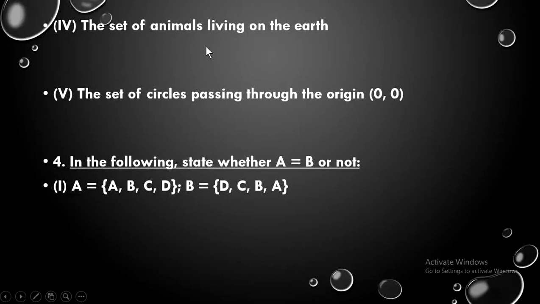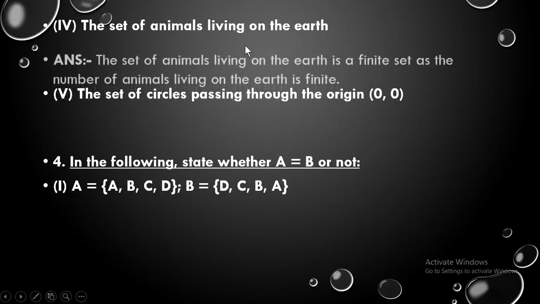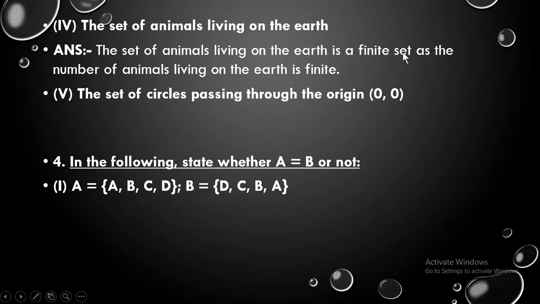Next one says the set of animals living on earth. Now this is a finite set as the number of animals living on earth is finite. Now when you Google search how many animals are there, you can get the definite number of animals. So this again becomes a finite set.